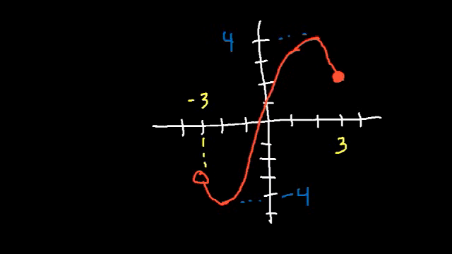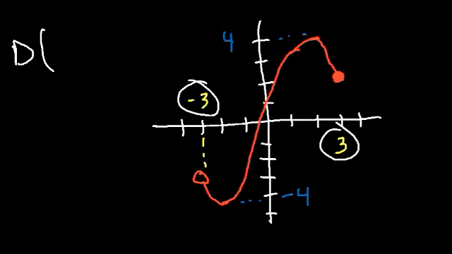So when you're looking for the domain, you need to find all the possible values of x that the function has. And for the range, that includes all the possible y values that the function contains. So what do you think the domain for this function is? For the domain, you view it from left to right. What's the lowest x value? And what's the highest? The lowest x value for the function is -3, and the highest is 3. So therefore, the domain is from -3 to 3.